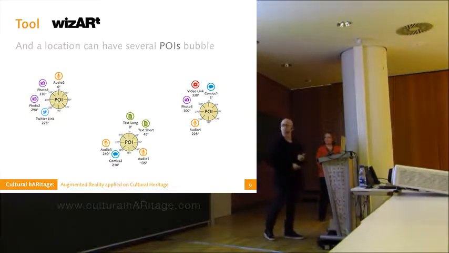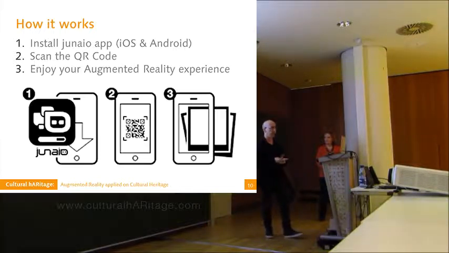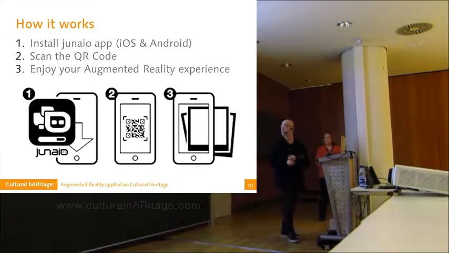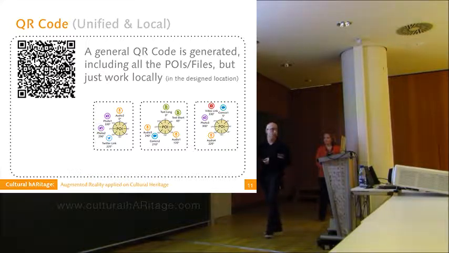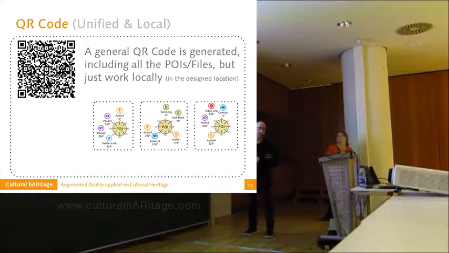And I don't know if you are aware of Junaio. Actually, this works on Junaio, it was based on Junaio. So to use it, you just have to install Junaio, scan a QR code, and then enjoy your augmented reality experience. Basically, you have one QR code that works for all the points that you have in the place. But the problem is that you need to be where it was placed.